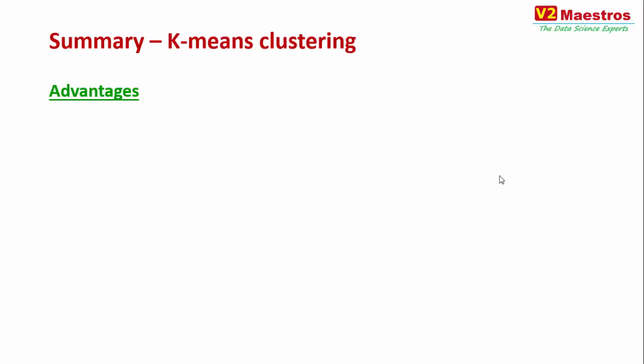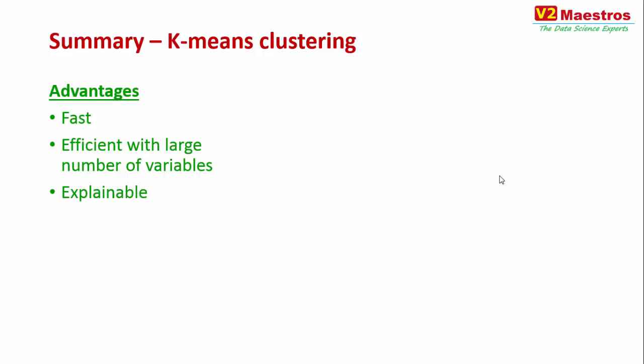So advantages of k-means clustering compared to, there are other types of clustering like hierarchical clustering. There are other variants of k-means clustering also available, but all of them typically work with the same kind of concepts. The advantages of k-means clustering are that it is fast, it is efficient for a large number of variables. Even if there are like 20 or 30 variables in there, k-means clustering can work fine. It is explainable. It is easy to explain why these points have been assigned to these clusters. It is usually pretty easily explainable.